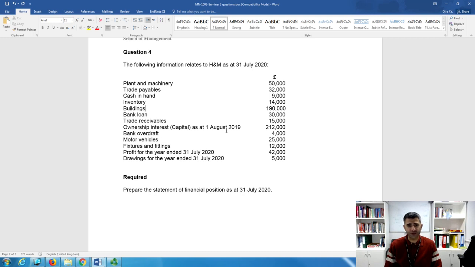Bank overdraft, if you remember, when the balance is minus, this is a current liability, an obligation of the business. Motor vehicle is a fixed asset or non-current asset. Fixtures and fittings, again, is a non-current asset.